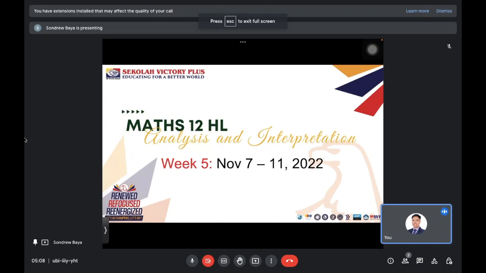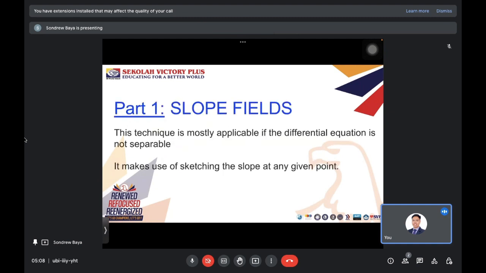Everyone, for this particular lesson, we are going to discuss and focus on slope fields. Now, slope fields are actually mostly applicable if your differential equation is not separable. Later, we will discuss non-separable differential equations. And the main strategy here is sketching the slope at any given point.